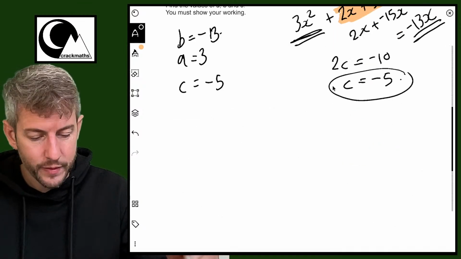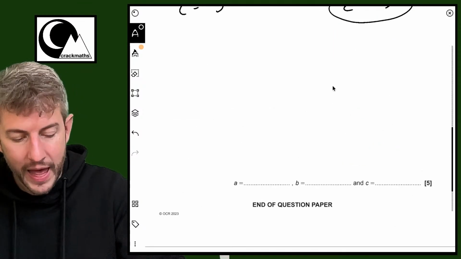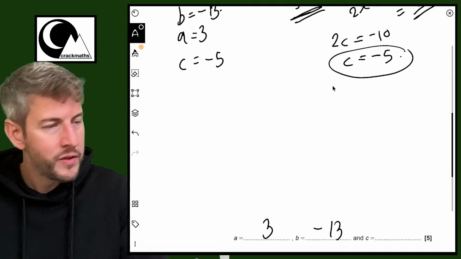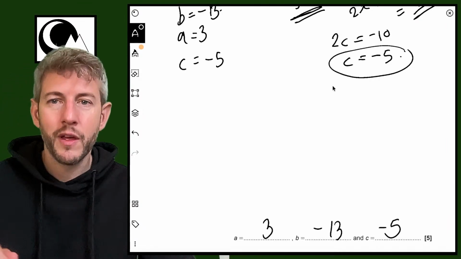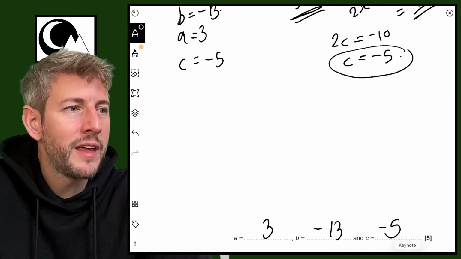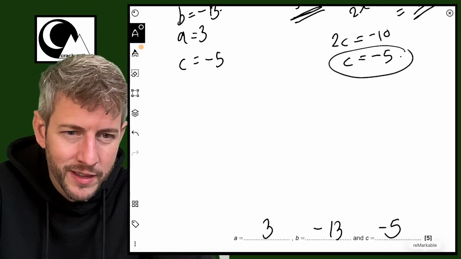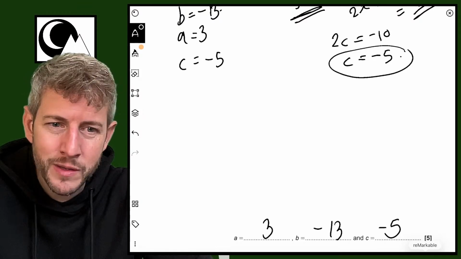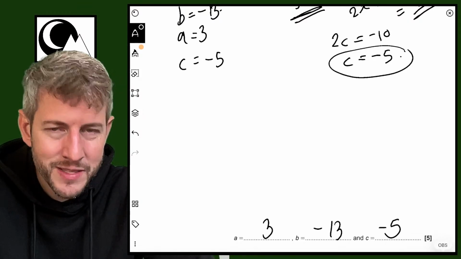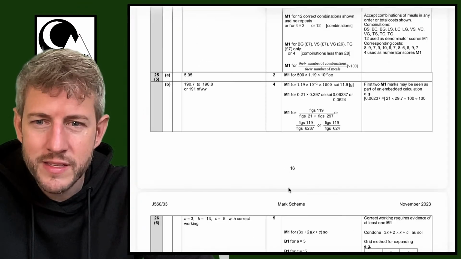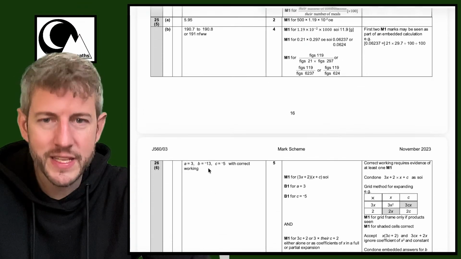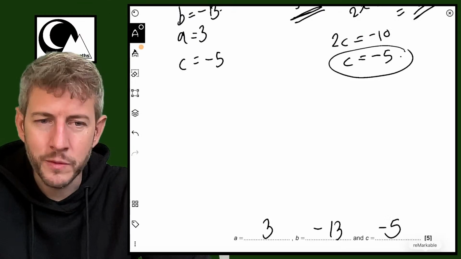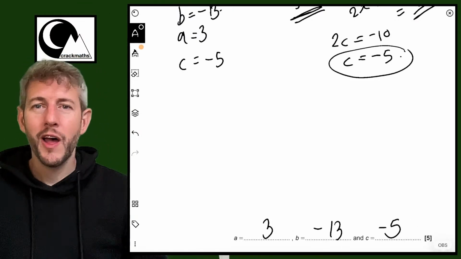So we can then write these all down here. Here we go. So, and that's the last question. Right, so a is 3, b is minus 13, and c is minus 5. Right, let's quickly mark those. Let's find the marks for these. 3, negative 13, negative 5. Perfect.